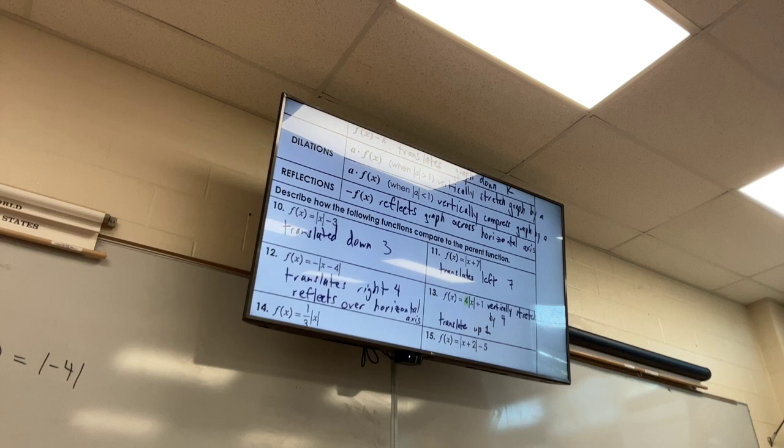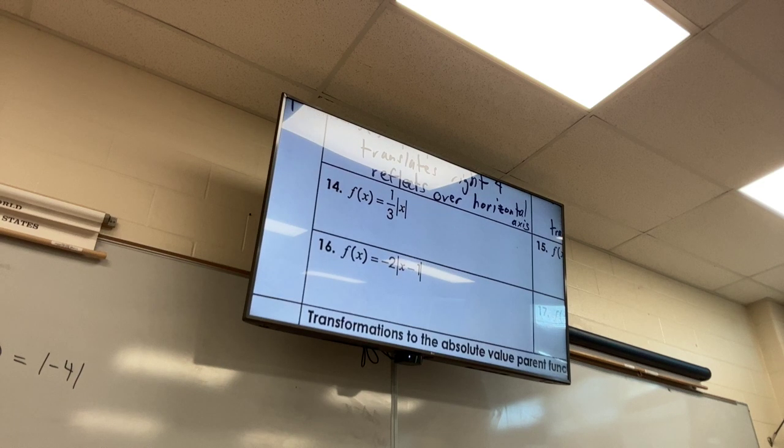Translate up 1. Number 14. What happens here? It's going to compress, right? Because that one gets multiplied by 1/3, and 1/3 is less than 1. It's between negative 1 and 1. The absolute value of 1/3 is less than 1. So it's going to get compressed, so vertical compression. It gets 1/3 shorter.